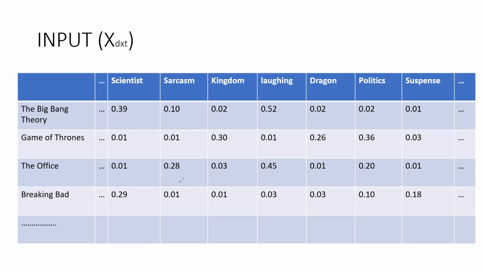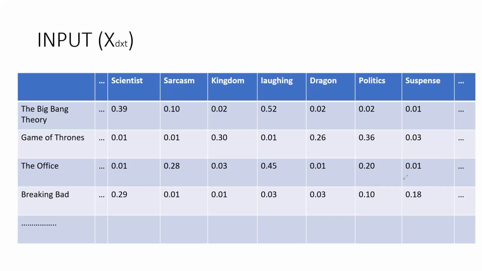The Office is sarcastic. It is comedy, right? So laughing and sarcasm is there, and some amount of politics is also there. The Office politics. Then Breaking Bad is something where the scientist is working to generate some chemistry based compound. So this is 0.29 value given to the scientist part, and suspense 18%, politics 10%.